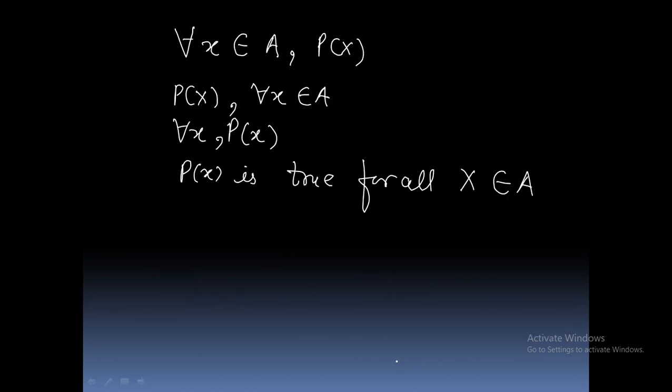In case of the universal quantifier, we use for all. For all x belongs to A, comma, P(x). We can write it like this. There are many ways to write a proposition with a universal quantifier: P(x), comma, for all x belonging to A; for all x, comma, P(x). P(x) is true for all x belonging to A.